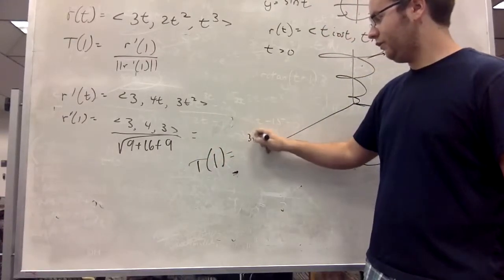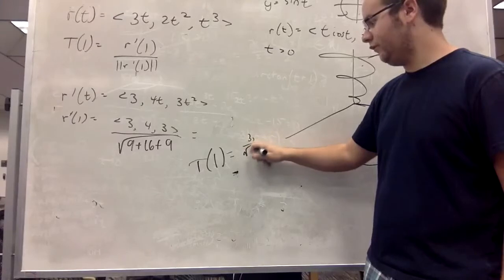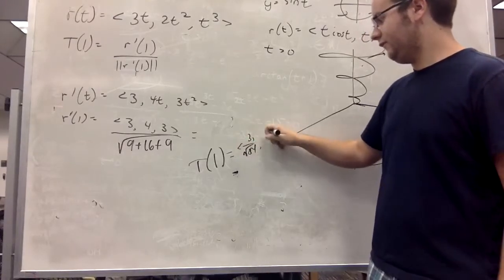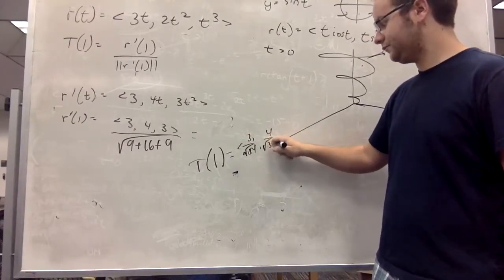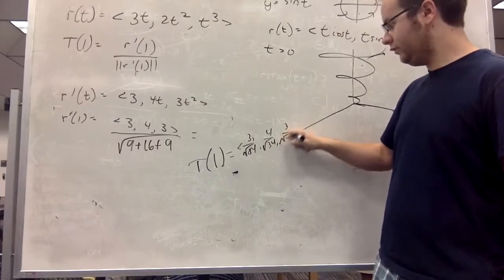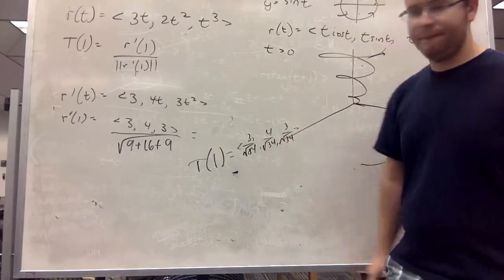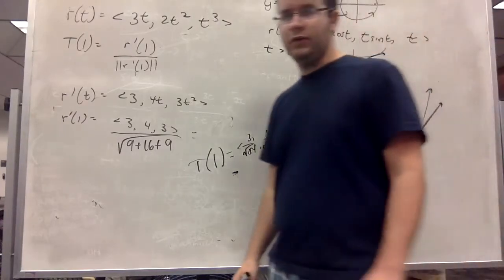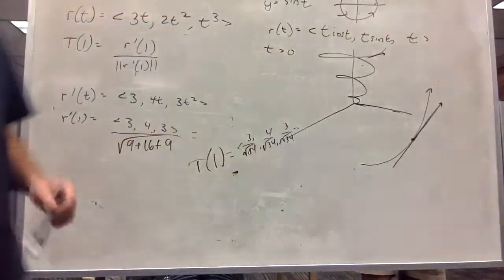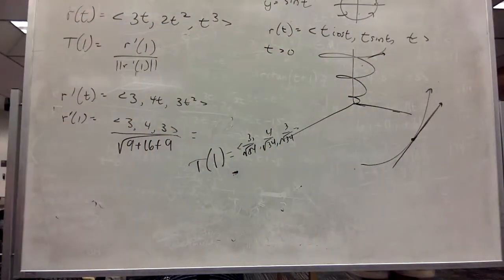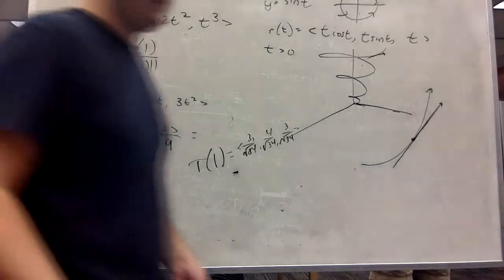So T of 1 would equal 3, 4, 3 divided by root 34. You say 3 over root 34, comma, 4 over root 34, comma, 3 over root 34. And T will always be a unit vector. Pretty easy as long as you know the definition. It's pretty easy to compute based on a definition.